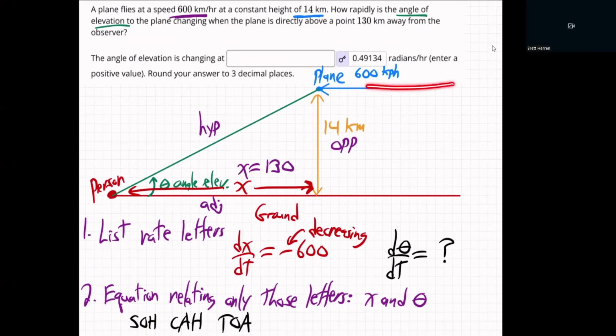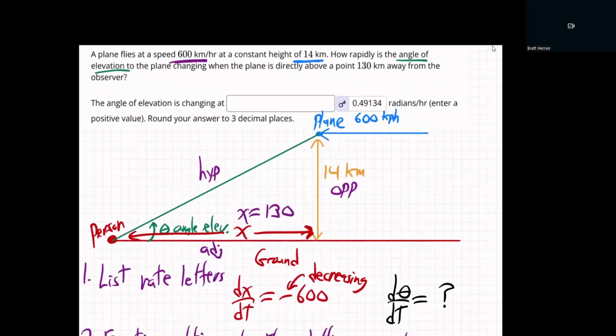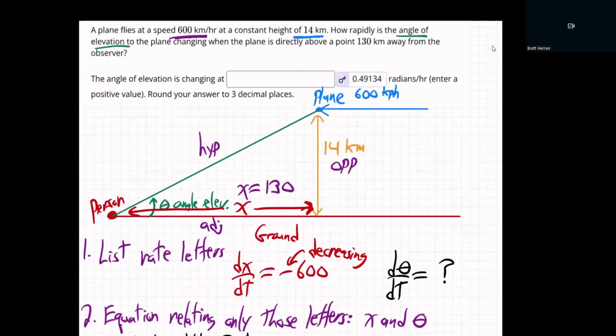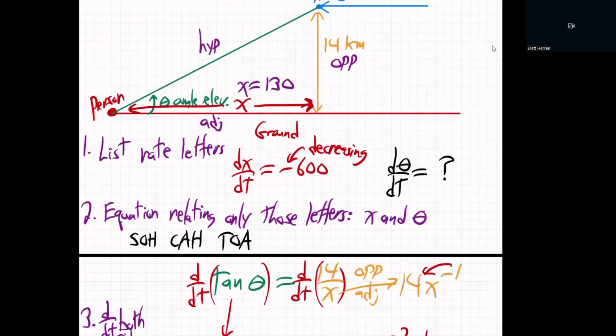The plane's flying and we're watching a video and we freeze the frame, snapshot, when the plane on the ground is 130 kilometers away from the observer, right? When the plane is directly above a point 130 kilometers from the observer. So the plane's right here, directly above this point, which is 130 kilometers from the observer, the person. So, okay, x is 130.